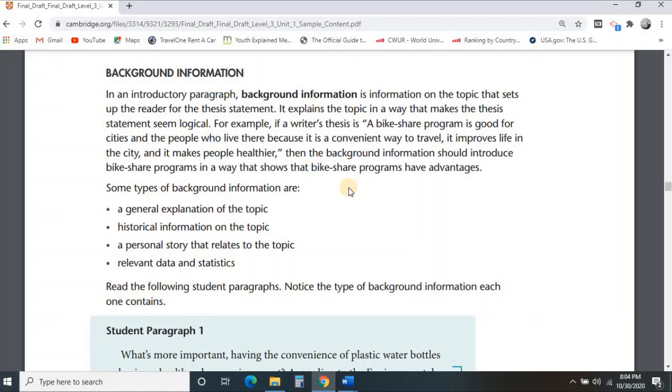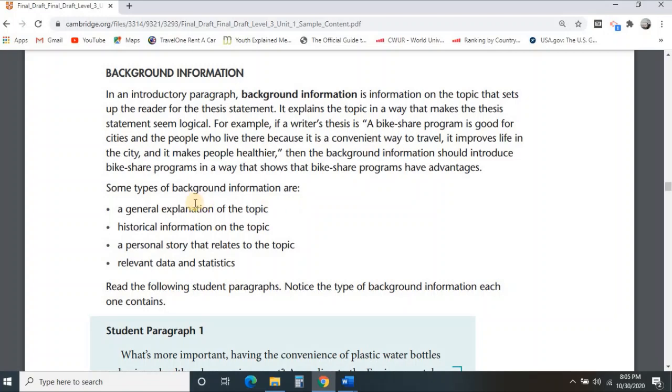For example, if a writer's thesis is, "A bike share program is good for cities and the people who live there because it's a convenient way to travel, it improves lives in the city, and it makes people healthier." Of course, this is the thesis, the one between the quotation marks. Then the background information should introduce bike share programs in a way that shows they have advantages. The same thing applies any time you want to write about a specific topic: just introduce that topic and talk about it in one of these ways.